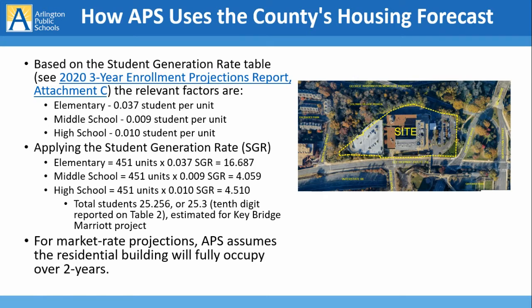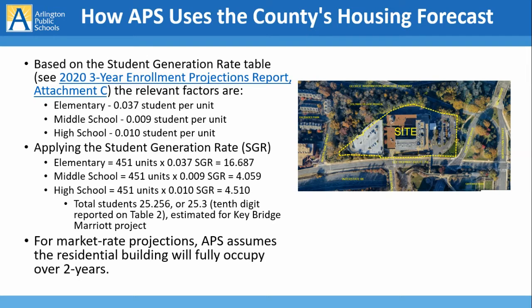16.687 students. At the middle school, when you apply that factor of 0.009, that would be around 4.059. At the high school level, it'd be 4.510. And the reason why we're showing 3 digits past the decimal point was just to show how we apply those rates, which are also 3 digits past the decimal point. So the total number of students, if you do the math in the calculator or Excel, is 25.256.